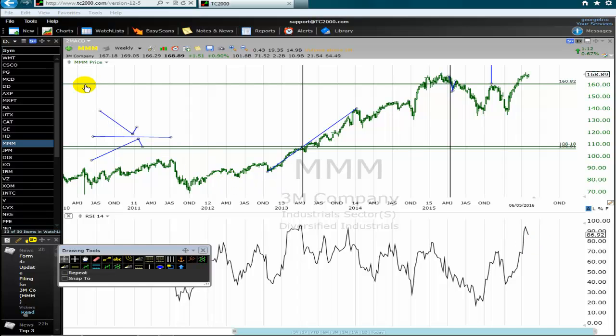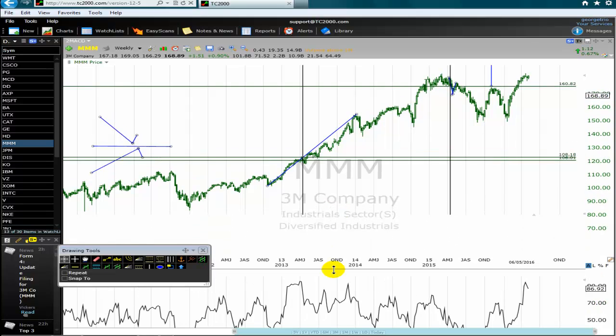We are looking at 3M company. 3M is listed on the Dow 30. If my pronunciation is incorrect, feel free to correct me in the description section.